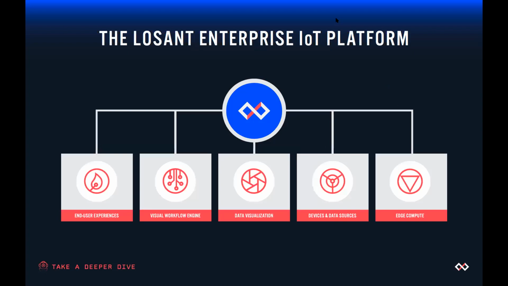For those of you who are joining Losant or learning about us for the first time, we are an enterprise application enablement platform specifically for IoT applications. The Losant platform is made up of 5 key components: Losant end user experiences, visual workflow engine, data visualization, devices and data sources, and edge compute. We believe that by providing these 5 key components, our customers, our partners, and developers are able to build end-to-end IoT applications with speed and flexibility that truly can't be found elsewhere.